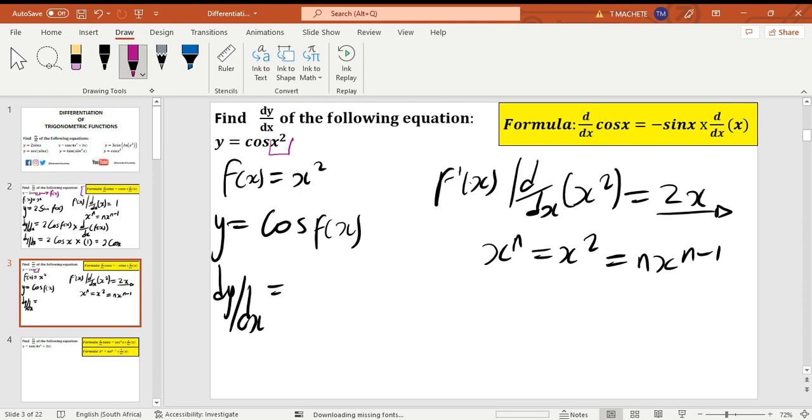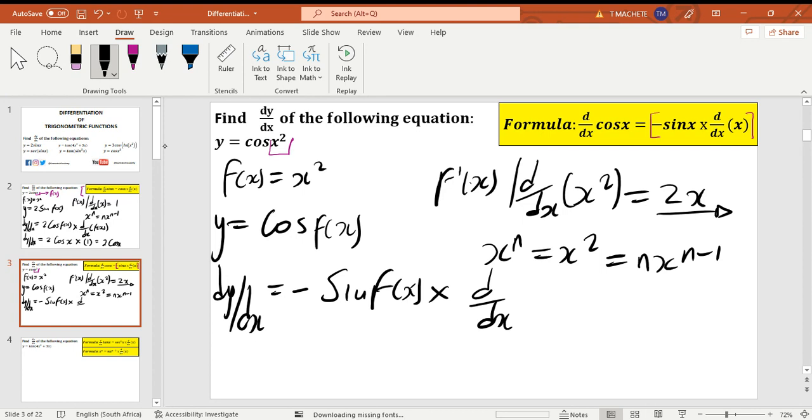Okay, so if you differentiate cos f of x, you're going to get negative sine. Here's the formula on the top right. You're going to get negative sine f of x. You multiply it, always, guys, you have to multiply by the f prime of your f of x.